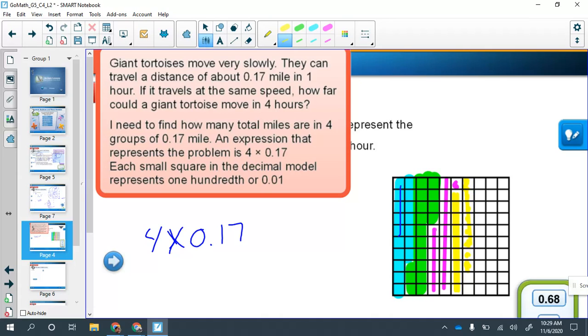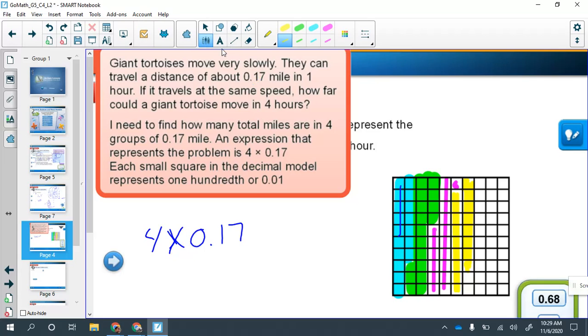All right. So this is my model of 4 times 17 hundredths. Again, I have 1 group, 2 groups, 3 groups, and my 4th group over here. And each group is made up of 17 hundredths. So I go through and count them: 1, 2, 3, 4, 5, 6, 7, 8, 9, 10, 11, 12, 13, 14, 15, 16, and 17. They're all the same size.